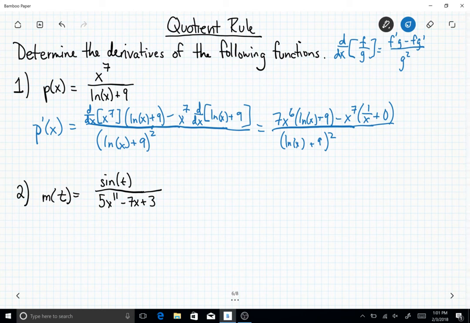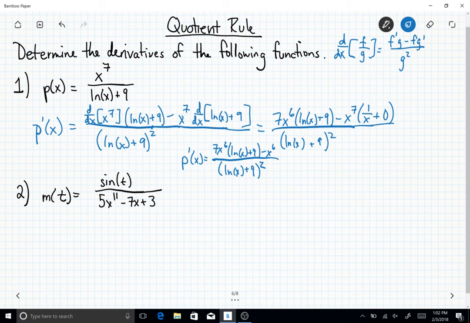So, moving forward from there, what do we get as our final answer? Well, let's write it in this spot. So we get p prime of x equals 7x to the 6th times natural log of x plus 9. x to the 7th times 1 over x is just x to the 6th, so minus x to the 6th, all over natural log of x plus 9, the quantity squared.